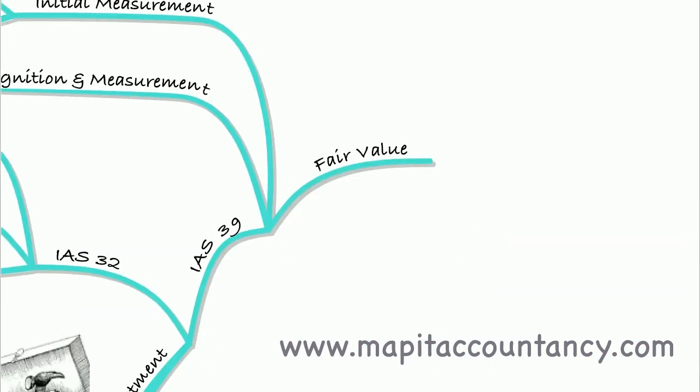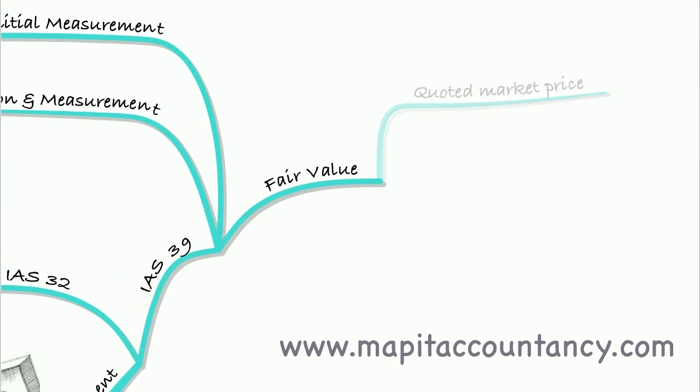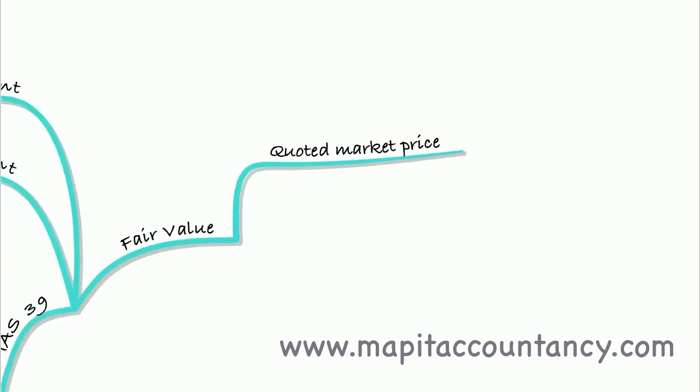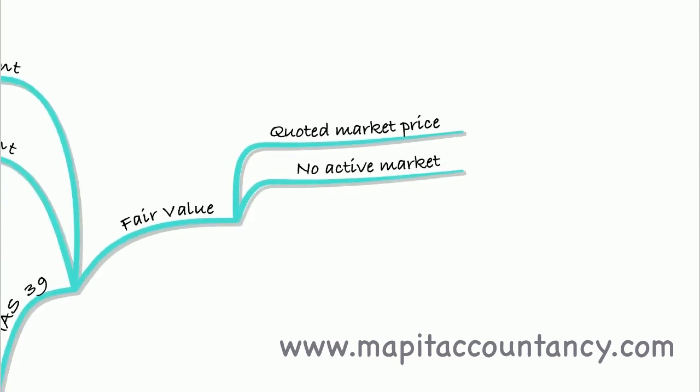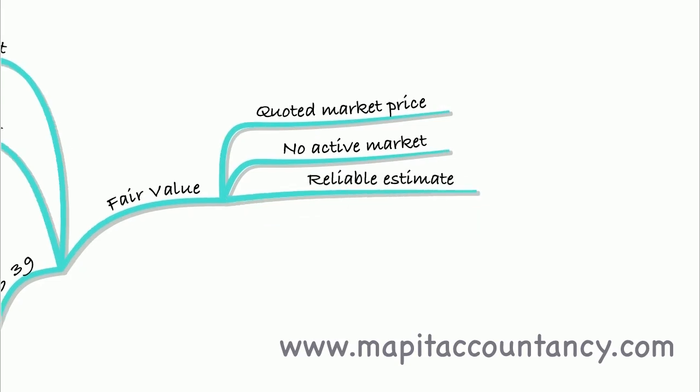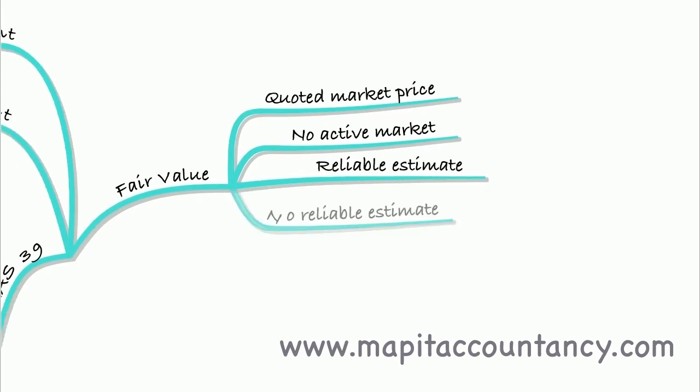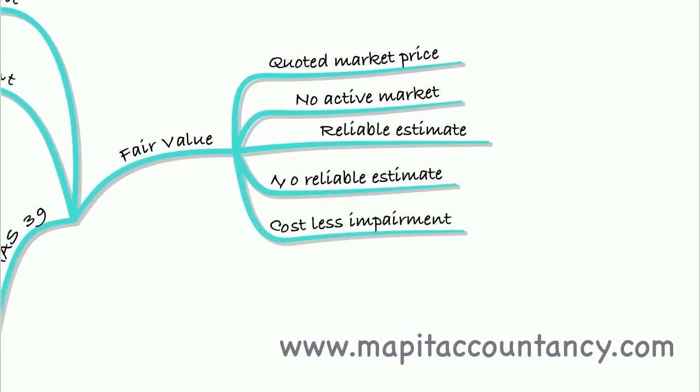So if we measure our financial assets, for example, initially at fair value, where do we get that from? Well, it might be the quoted market price. If there's no active market for it, we might need to make a reliable measure. If there's no reliable measure available, we'd just have it at cost less any impairments.